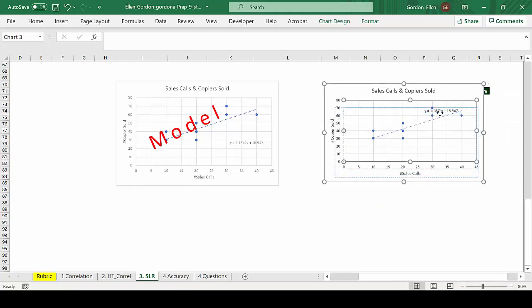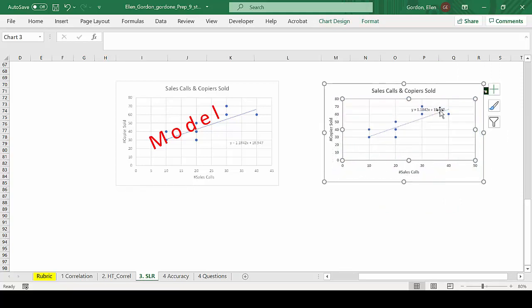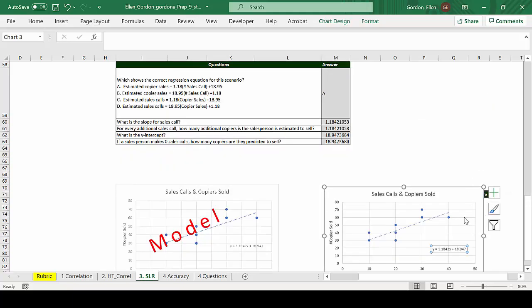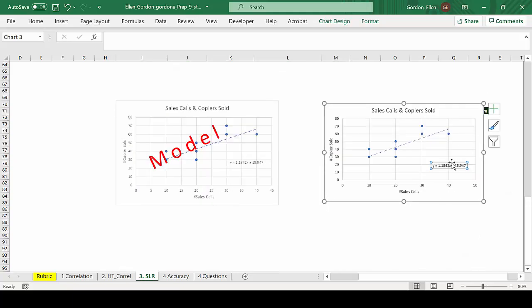And you can see that the equation is the same equation that we found. So that's one way you can check your answers. So if what you're getting is different from this, then there's probably an issue. So you probably made a mistake somewhere.